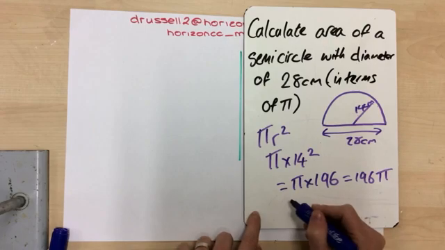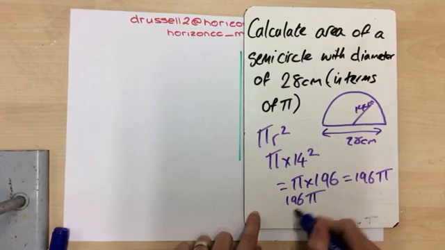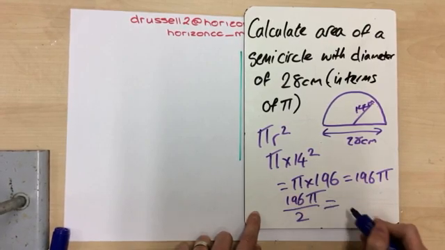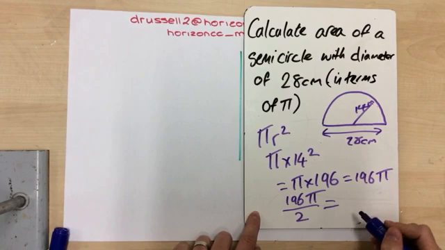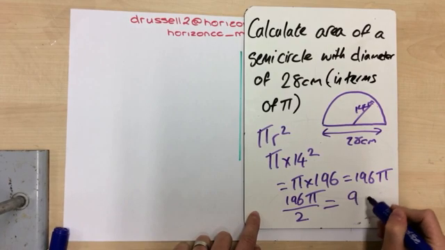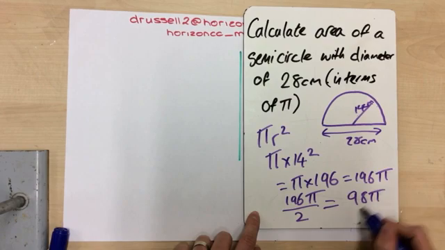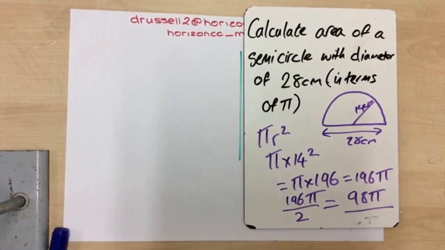So we've got 196 pi divided by 2, which is, Mr. Russell? 196 divided by 2. Yes. 98. Well done, Mr. Russell. 98 pi. Just checking my work. It is late, okay? And it is 98 pi, and that is our final answer.